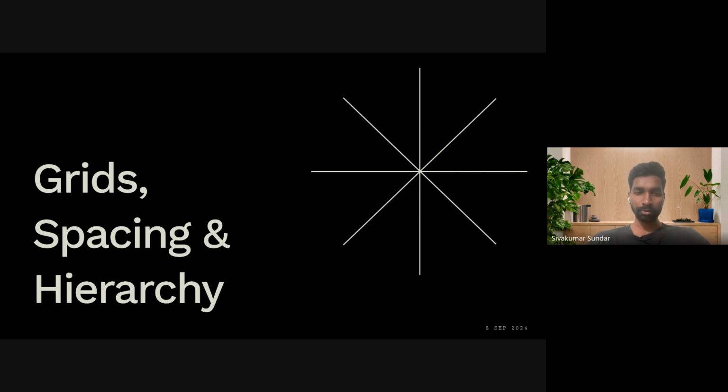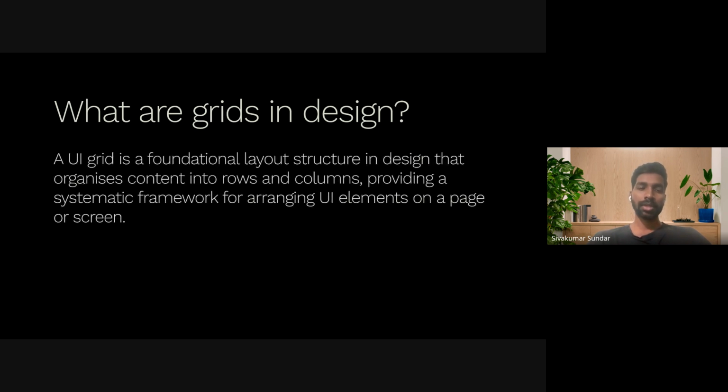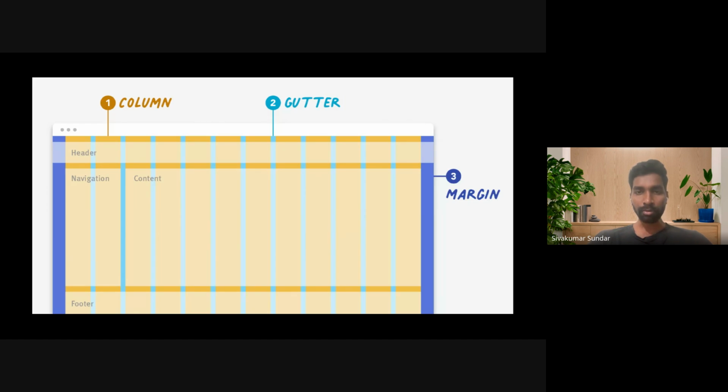So with this understanding, let's get into what a grid is, right? Grids in design are basically a foundational layout, as I said. It's a structure of rows and columns that organizes any content that you put onto the screen. So it helps you place contents on the screen that you're trying to design. To be very precise, this is what a grid is.